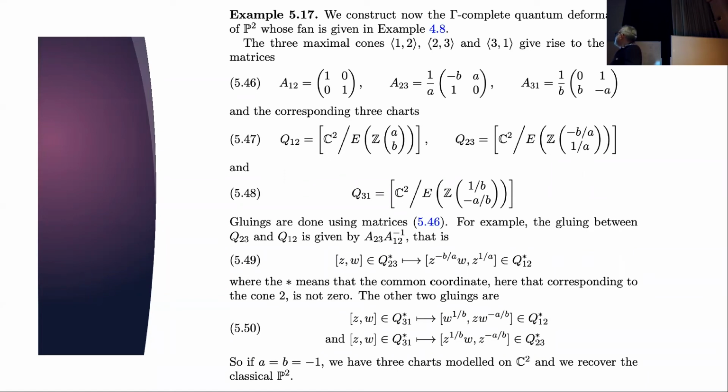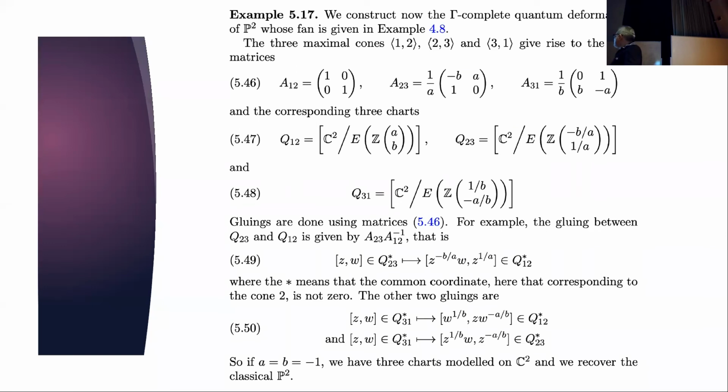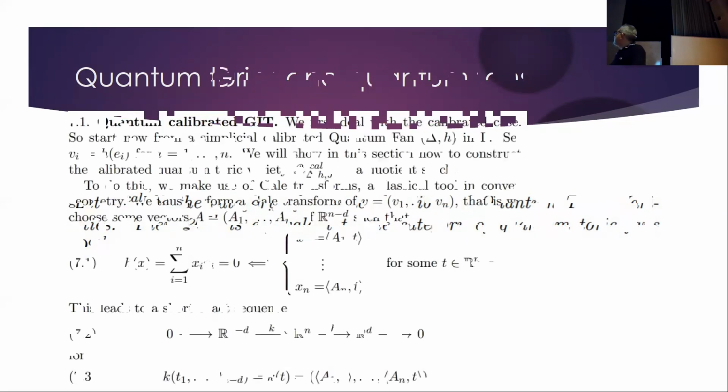And of course, because you have the GL2Z acting. Now, all of these numbers could be irrational. The transformations between them have to be integral. In any case, this is the category of simplicial calibrated quantum toric varieties, and it is equivalent to the category of quantum toric fans. This is a theorem that we prove. It has been constructed to be the case.